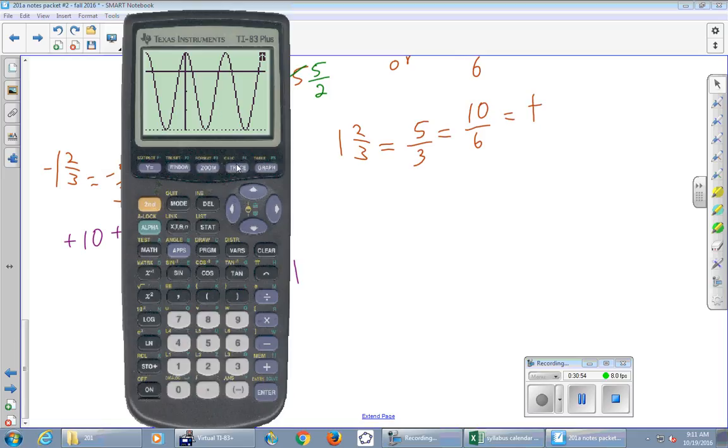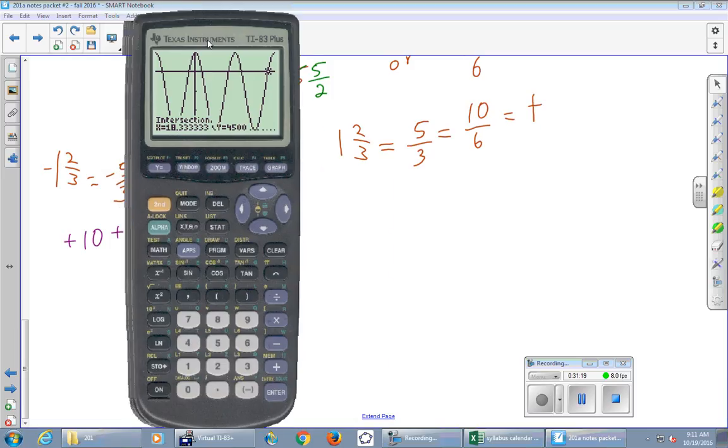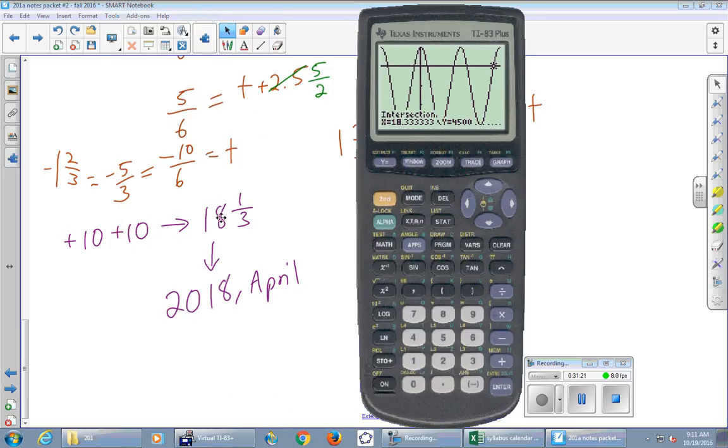And so I think you guys have done this before, but second calc, and then which one will find me a solution point? Intersect, right? Number 5. And it says first curve, and you hit enter, and it says second curve, and you hit enter, and then all you got to do is scroll until we get close to the point that we want, which is this guy out here. And we hit enter, and it tells me 18.3333, 18 and a third.